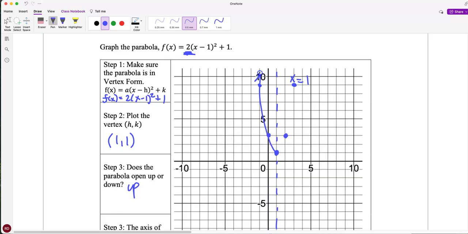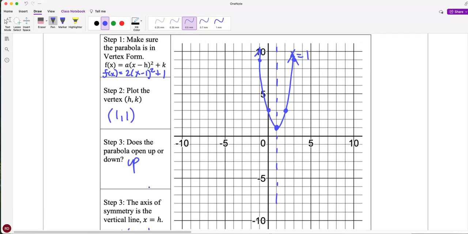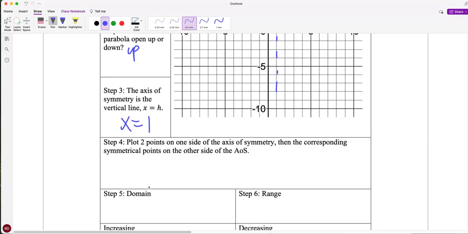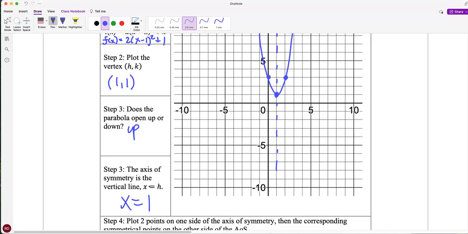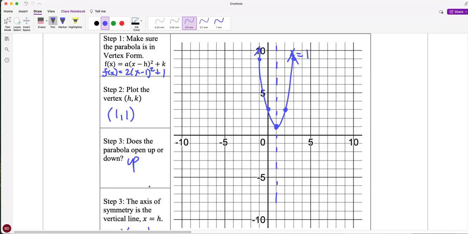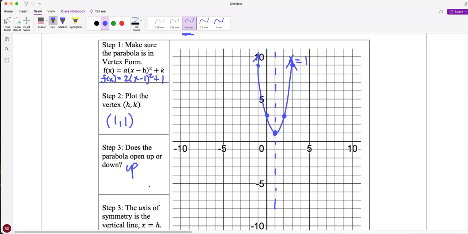And I see what's going on here. So the axis of symmetry is what? X equals 1. And I've plotted 2 points on one side, and I've got corresponding points on the other. What is the y-intercept? The y-intercept there is 0, 3. You find the y-intercept by setting x equal to 0. If I set x equal to 0 in this equation, I get 2 plus 1, which is 3.